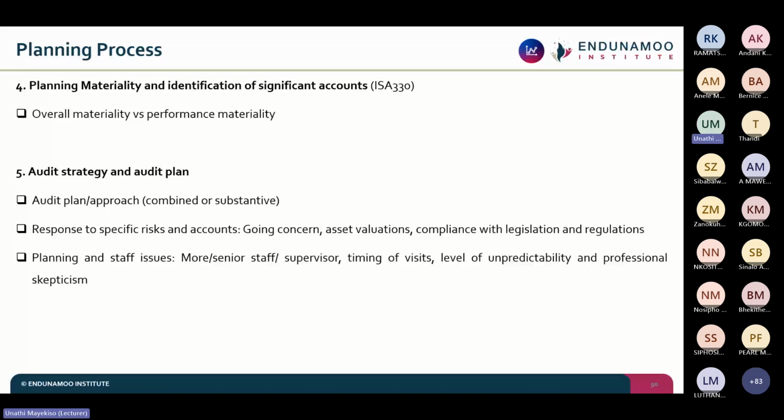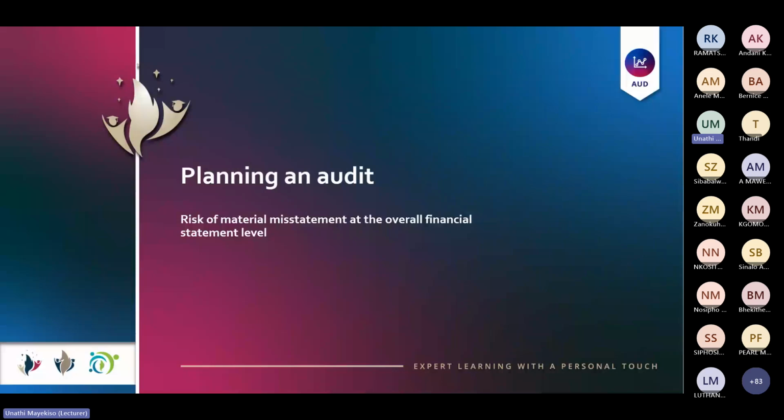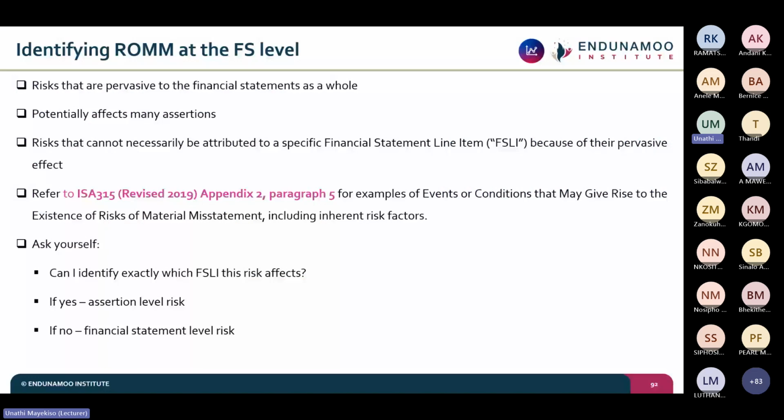Now that I've assessed risks and I know what the risks are, I'm going to put together an audit plan and an audit strategy, but we didn't discuss risk at overall financial statement and assertion level. Let's quickly do that. Sorry, I'm jumping the gun here. I think it's because I'm under pressure because we've got no time left. Okay, so the risk of material misstatement at overall financial statement level would be risks that are pervasive to the financial statements as a whole.